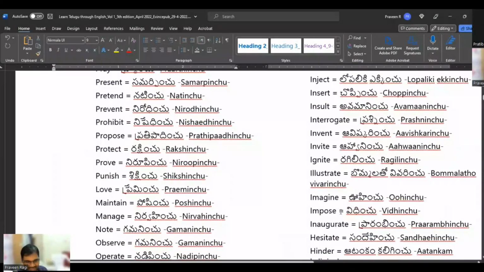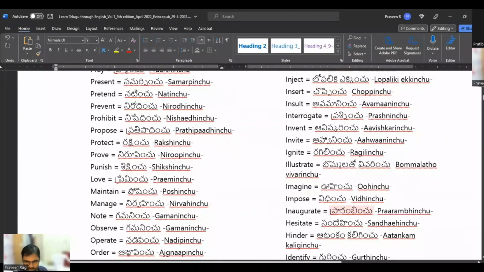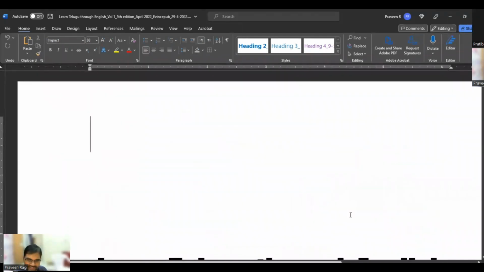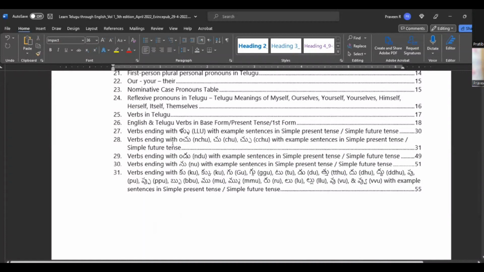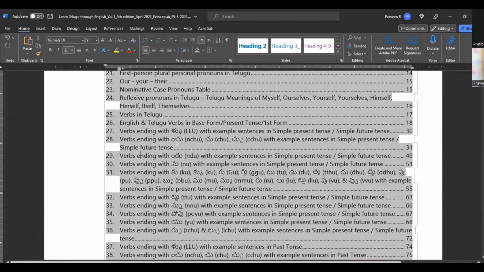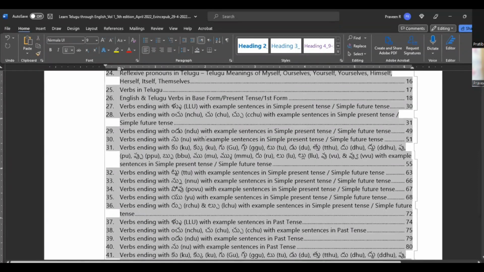Okay. So up to here, the verbs which are ending with chu, with one example, kumarinchu, is over. Now we've completed only simple present tense and simple future tense. Let's go to the next tense for the same verb. This category, simple present and simple future tense, we discussed. Can you help me find the number where you see the same ending verbs but in a different tense?